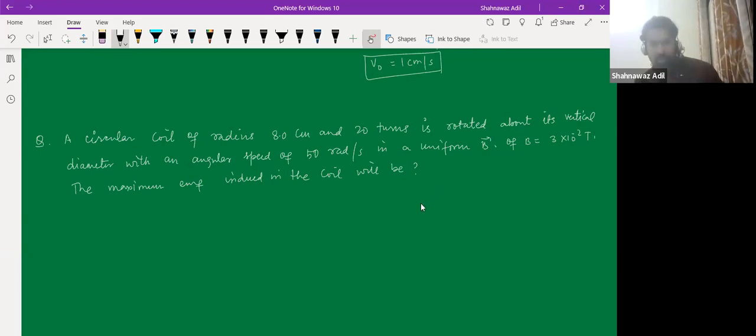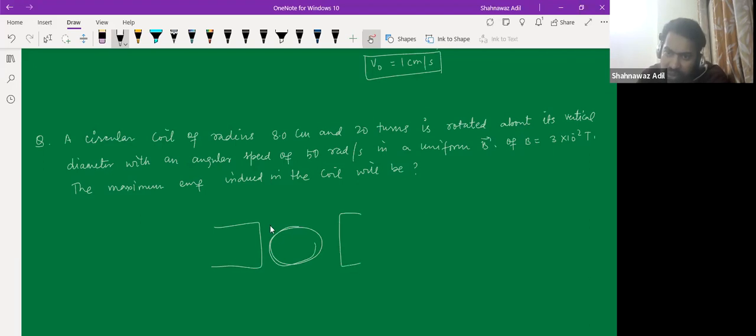Now we know that we have this circular coil, and this is the horizontal magnetic field that we have. This coil is rotated diametrically. So let's say we have this coil, and on this side we have this magnetic field, and the coil is rotated like this.